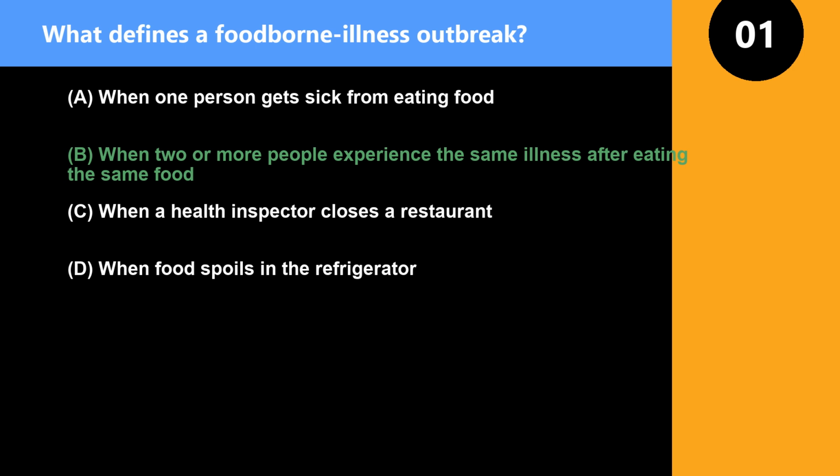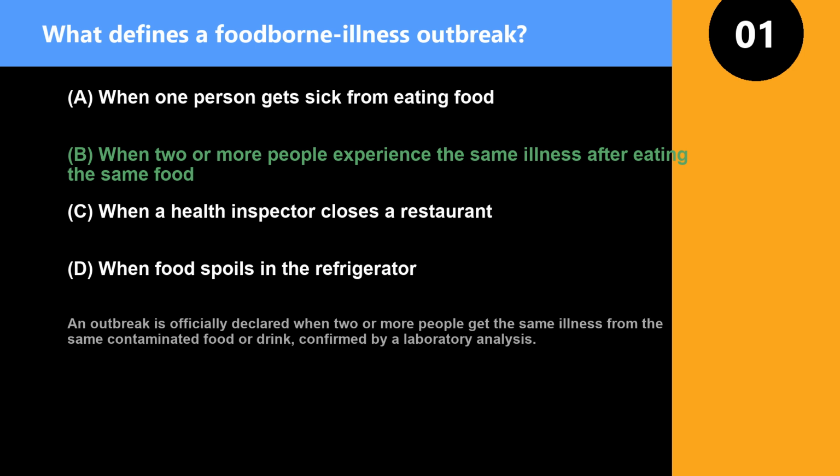The correct answer is option B. When two or more people experience the same illness after eating the same food. An outbreak is officially declared when two or more people get the same illness from the same contaminated food or drink, confirmed by a laboratory analysis.